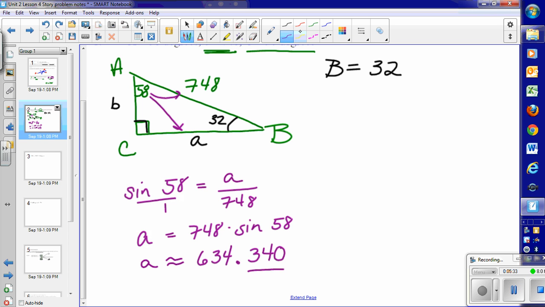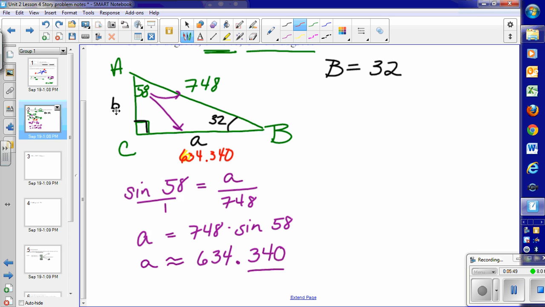Okay, so there's our answer for what side A is. I'm going to put that into our picture. Oops, I didn't mean to pick you up. That's not really a great choice. This is 634.340 to 3 decimal places of accuracy.